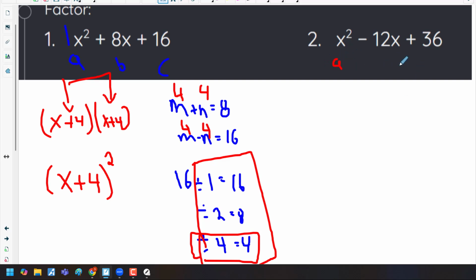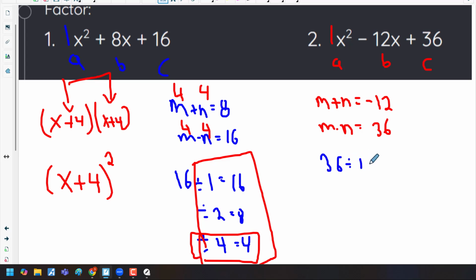Same thing. A, B, C. A is 1, so I can use that shortcut method. m plus n is equal to negative 12. m times n is equal to 36. We're going to do 36 now.